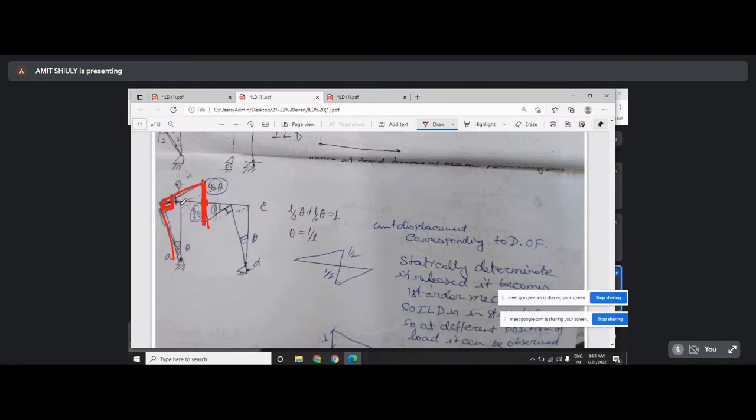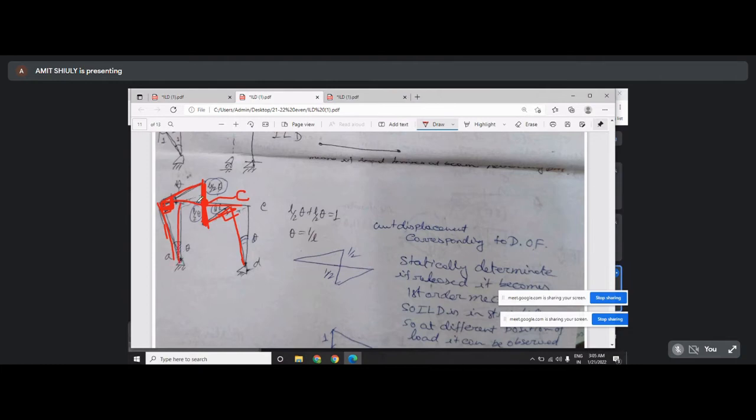Before deformation and after deformation, before applying this load and after applying this load, the angle will be the same, 90 degree. So in order to keep the 90 degree, the deflected shape will be like this. So this is your influence line diagram of shear force at C.